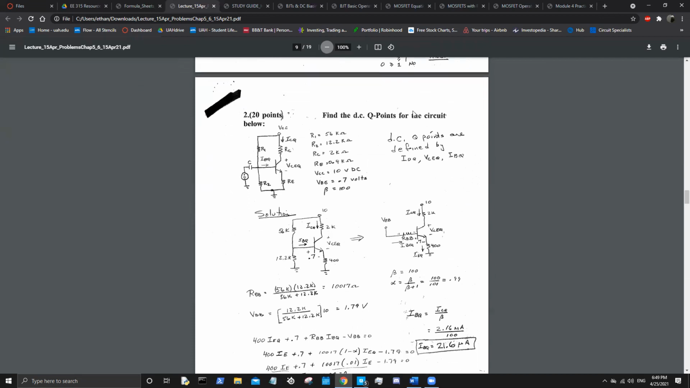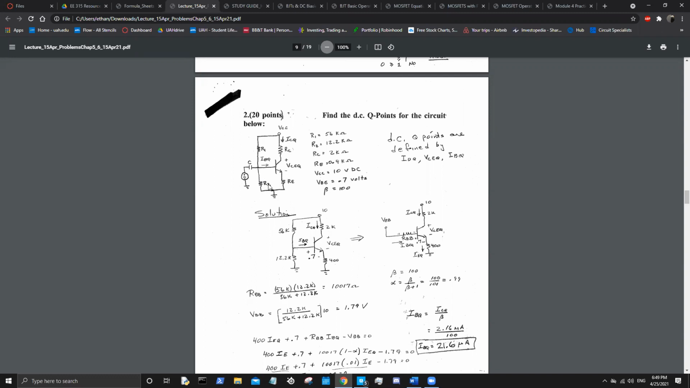All right, find the DCQ points for the circuit. So DCQ points are defined by ICQ, VCEQ, and IBQ. So where do they put it? It's this potential across. This is a BJT? Yeah. And then we have the current ICQ up here, and then we have IEQ here. So we have our collector over here, our base here, and our emitter over here. VCEQ is literally the potential between our collector and emitter, and IBQ is the current into the base.